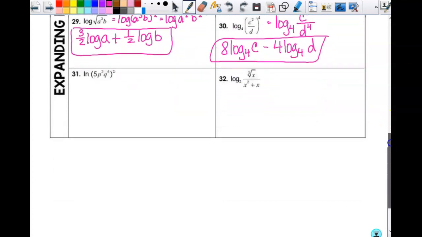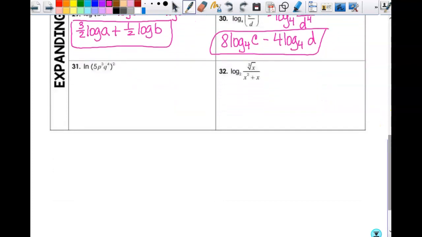All right, so then I want you to do 31. Well, you can, but if you combine them, you're going to end up dividing, and that's not what we're trying to do. If this was log base 4 of c and log base 4 of c right here, then I could actually combine them into one term. But we're expanding them.